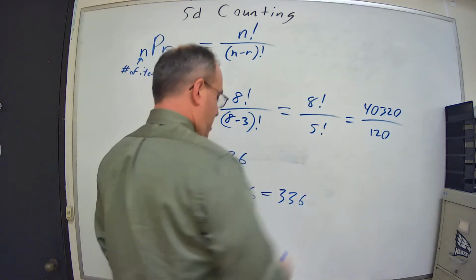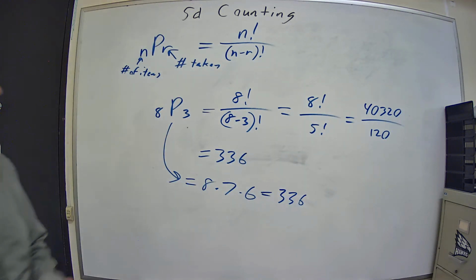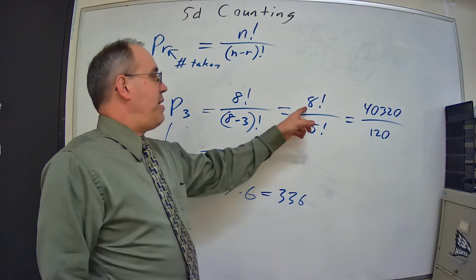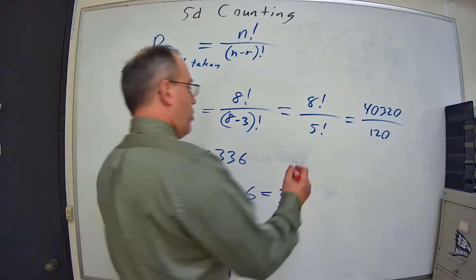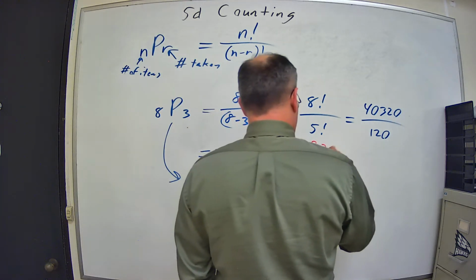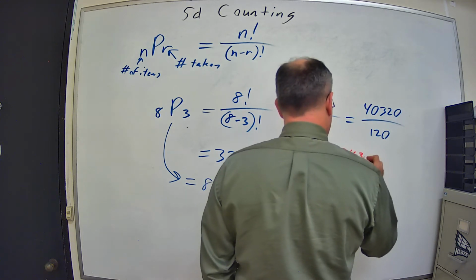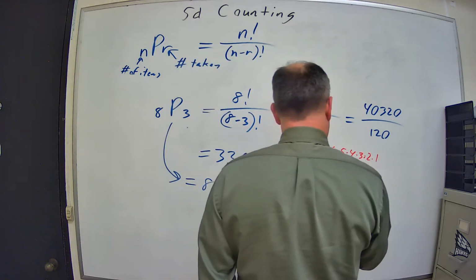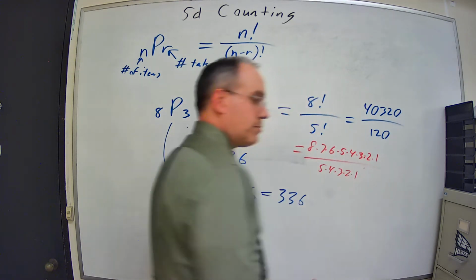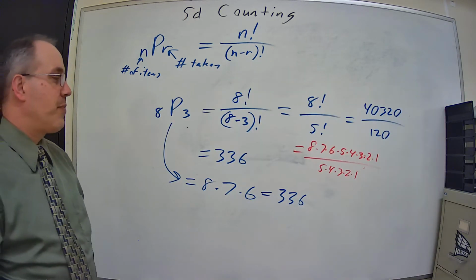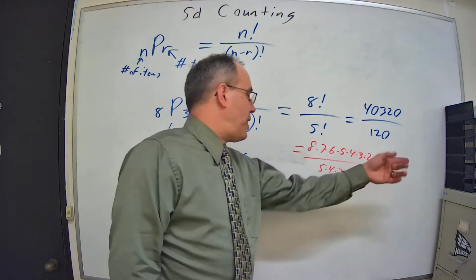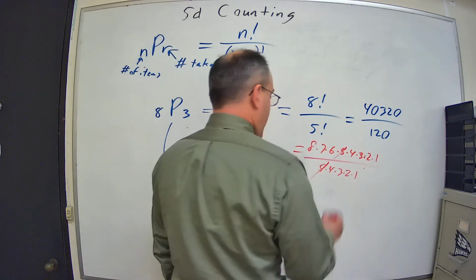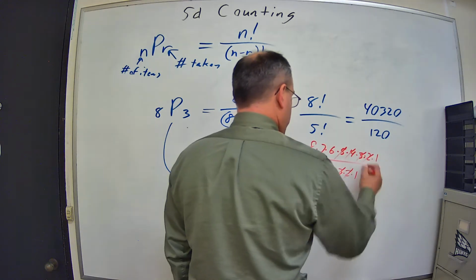Let's look at here. I'm going to switch to a different color for this, so it shows up more. We have 8 factorial over 5 factorial. Well, isn't 8 factorial 8 times 7 times 6 times 5 times 4 times 3 times 2 times 1? And 5 factorial is 5 times 4 times 3 times 2 times 1. Well, now this is multiplied together. That's multiplied together. Can't I pull out common factors? Get rid of the 5s, get rid of the 4s, get rid of the 3s, get rid of the 2s, get rid of the 1s.